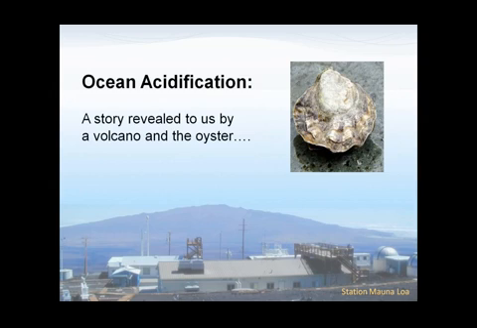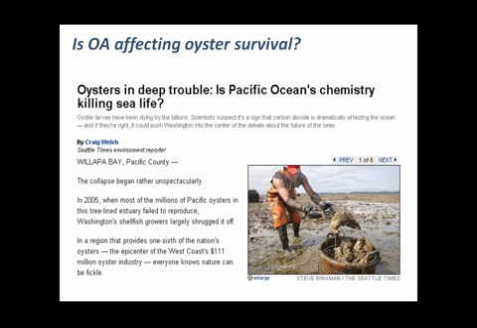All right, so to sum it up, ocean acidification: CO2 added to seawater changes the water chemistry, reducing the pH and the carbonate levels in the ocean. So now let's go to the oyster for the second half of the story.